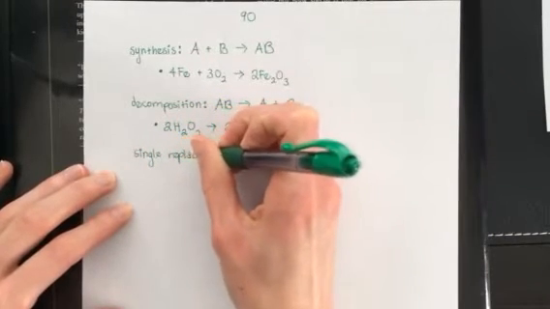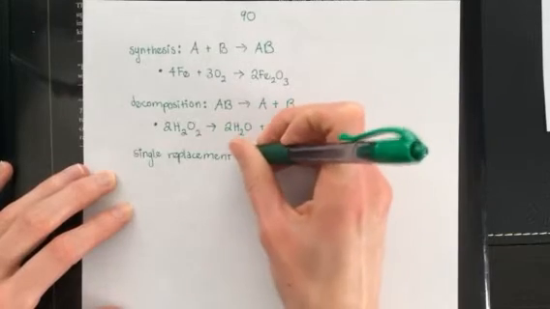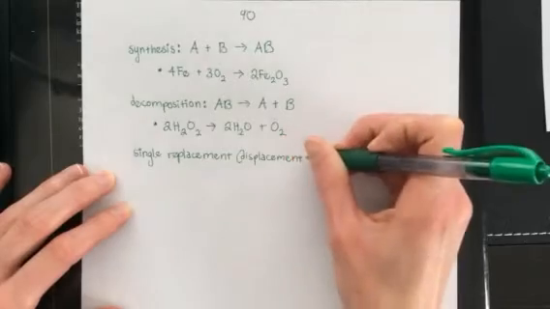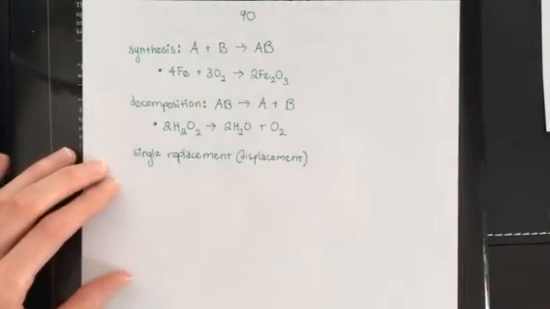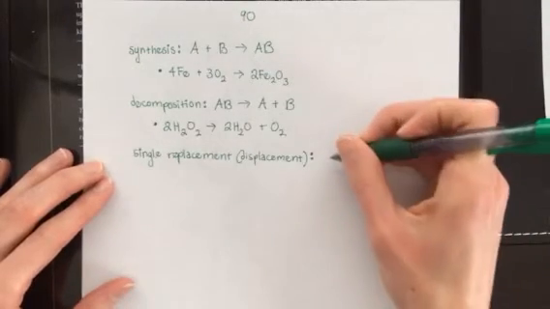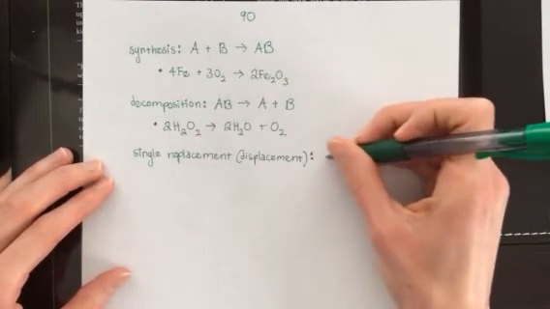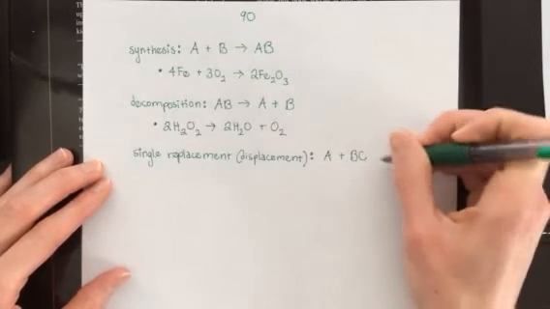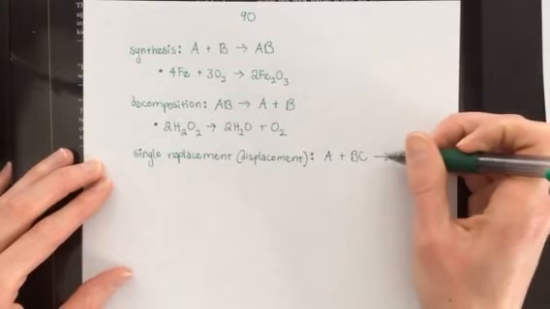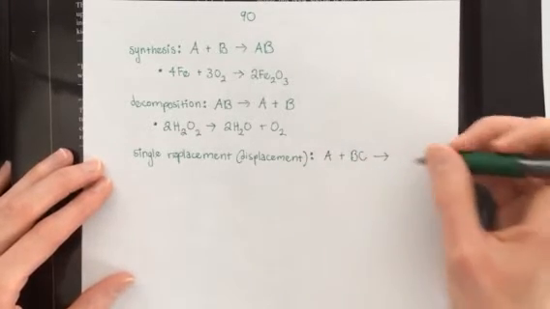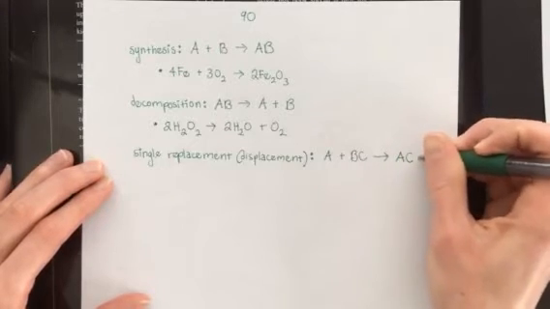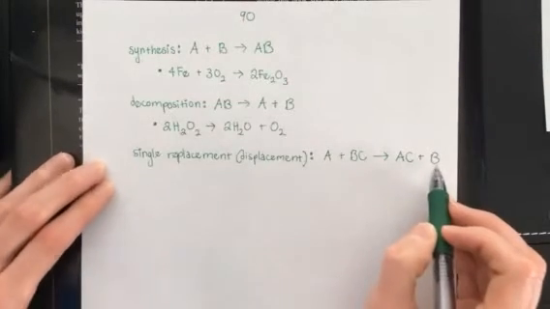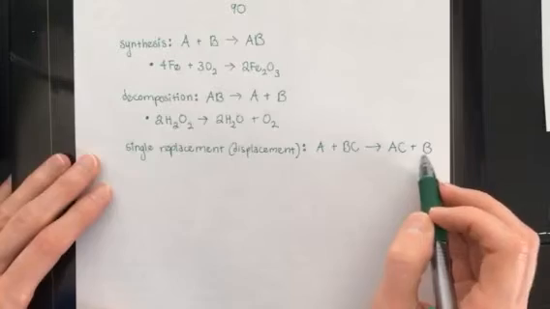Okay, number 3, we have single replacement. Now occasionally you will see this called single displacement, and it's the same thing. So whether you see displacement or replacement, it's the same thing. And the way that one works, it's a little more complicated. You have something like A plus BC, so 2 elements that are combined, and then they swap. So then you have AC plus B by itself.